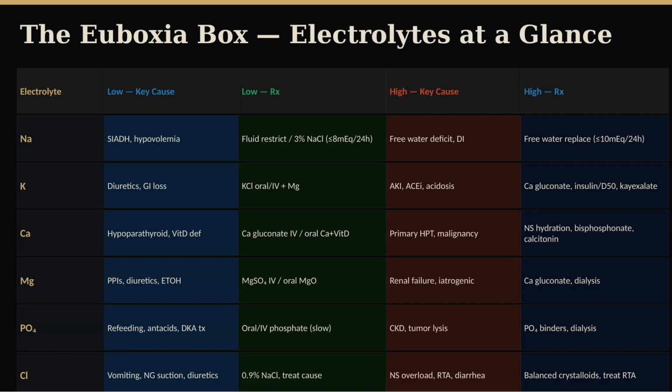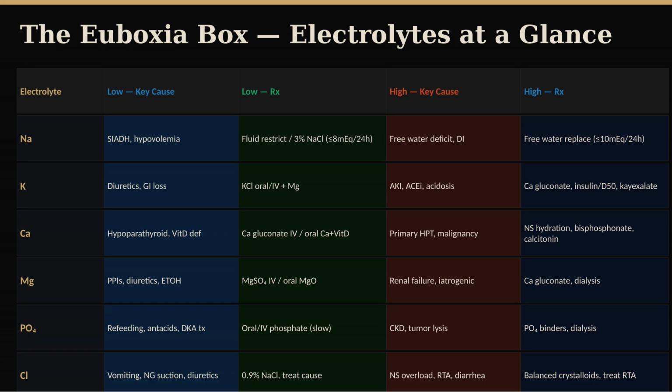Here's the whole episode on one slide. The box, complete. Let's run it down. Low cause and treatment, then high cause and treatment for each. Sodium. Low. Think SIADH and hypovolemia. Treat with fluid restriction or 3% saline, capped at 8 points a day. High. It's a free water deficit or DI. Replace free water at no more than 10 points a day.